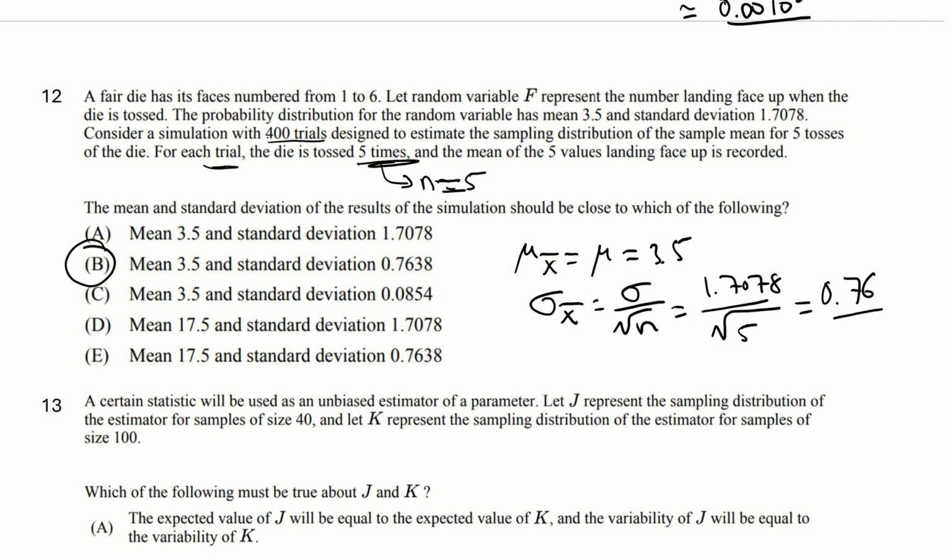Now, if you tried to do square root of 400, you may end up getting this answer. I'm not sure, but there's a good chance you would get that answer and you would get it incorrect. So be very careful with that.